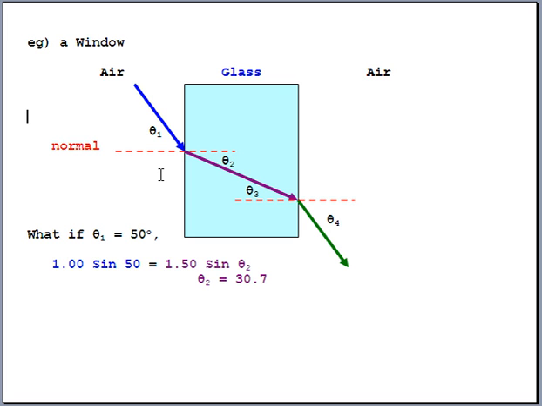Now I get lucky. There's a bit of a Z shape happening here, alternate interior angles they're officially called, and that means that angle 2 and angle 3 will be the same. So angle 3, because of that Z shape, is going to be 30.7 degrees, and now I can go from angle 3 to angle 4.